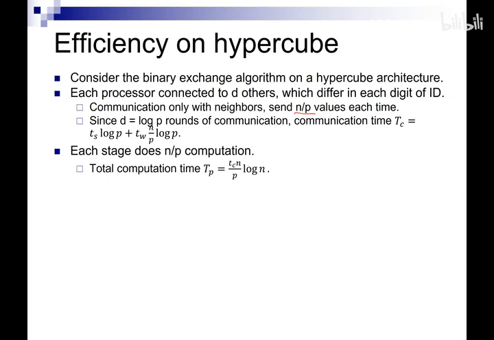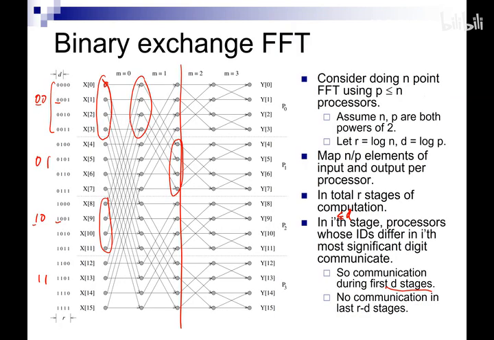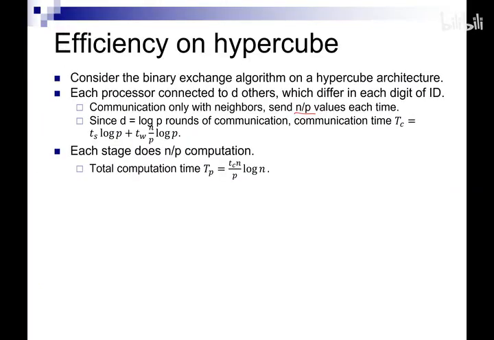Now each stage also does n divided by p amount of computation, right? Because every time you get one of these values, if you take these values and send them over here, and then this guy sends these values over here, you just do this butterfly computation. You add the value and then you subtract the value. So it's just a constant amount of computation for each value that you get.